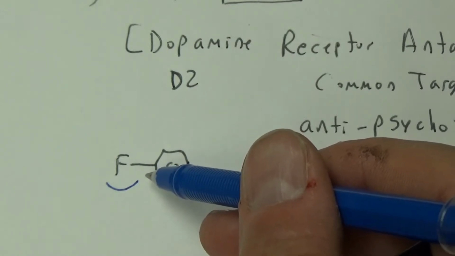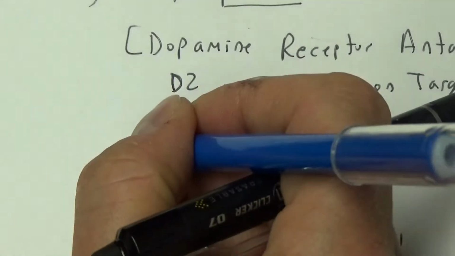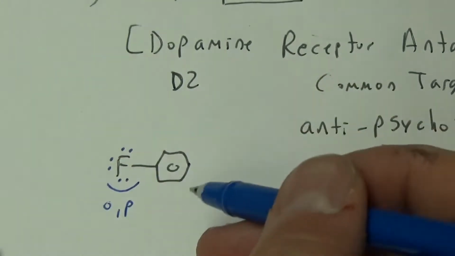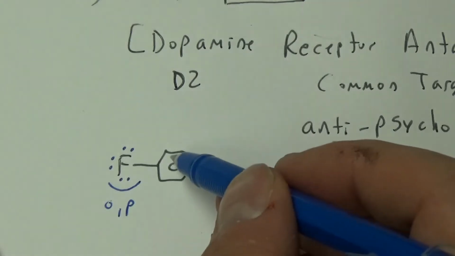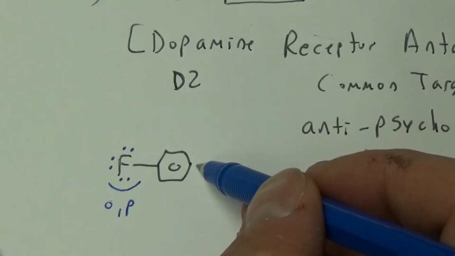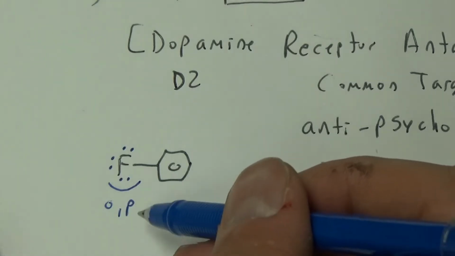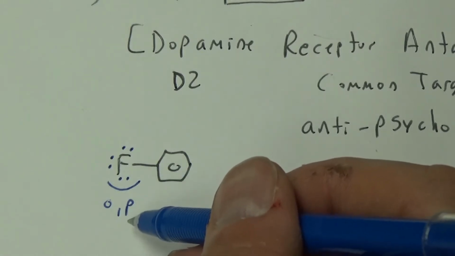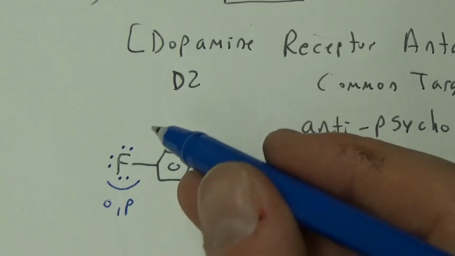This is also an ortho-para director, and the reason is the lone pairs. The lone pairs on fluorine kick in onto the benzene, and it essentially activates the para position here. But it's weird, because this is not an ortho-para activator. An activator speeds up the reaction, which is what the others were. The alkyl one and the oxygen one were ortho-para activators. This is called an ortho-para deactivator.